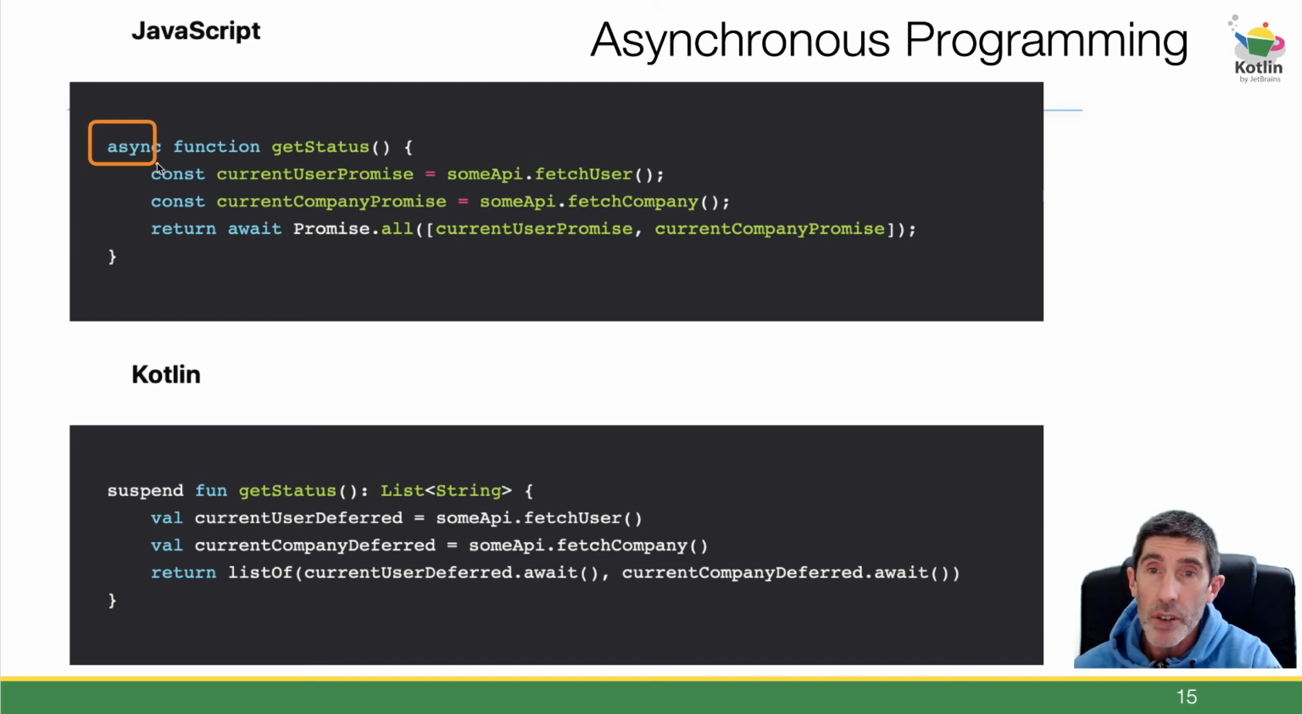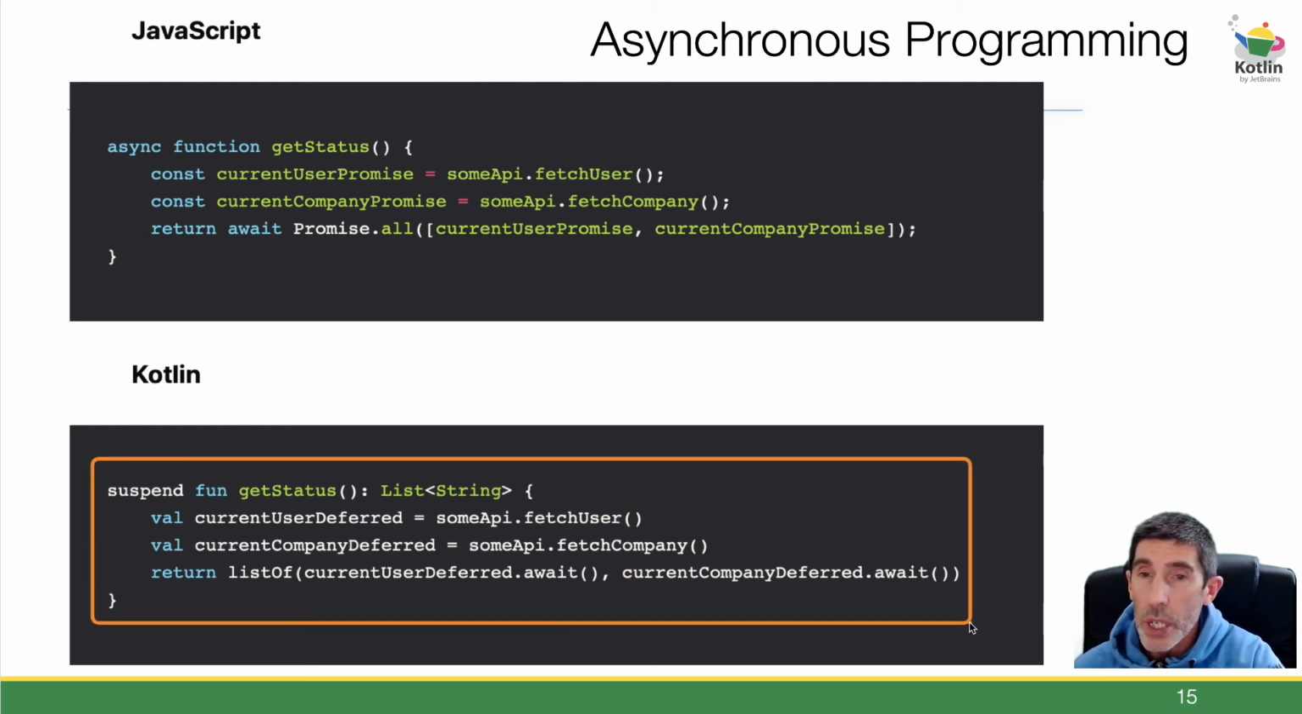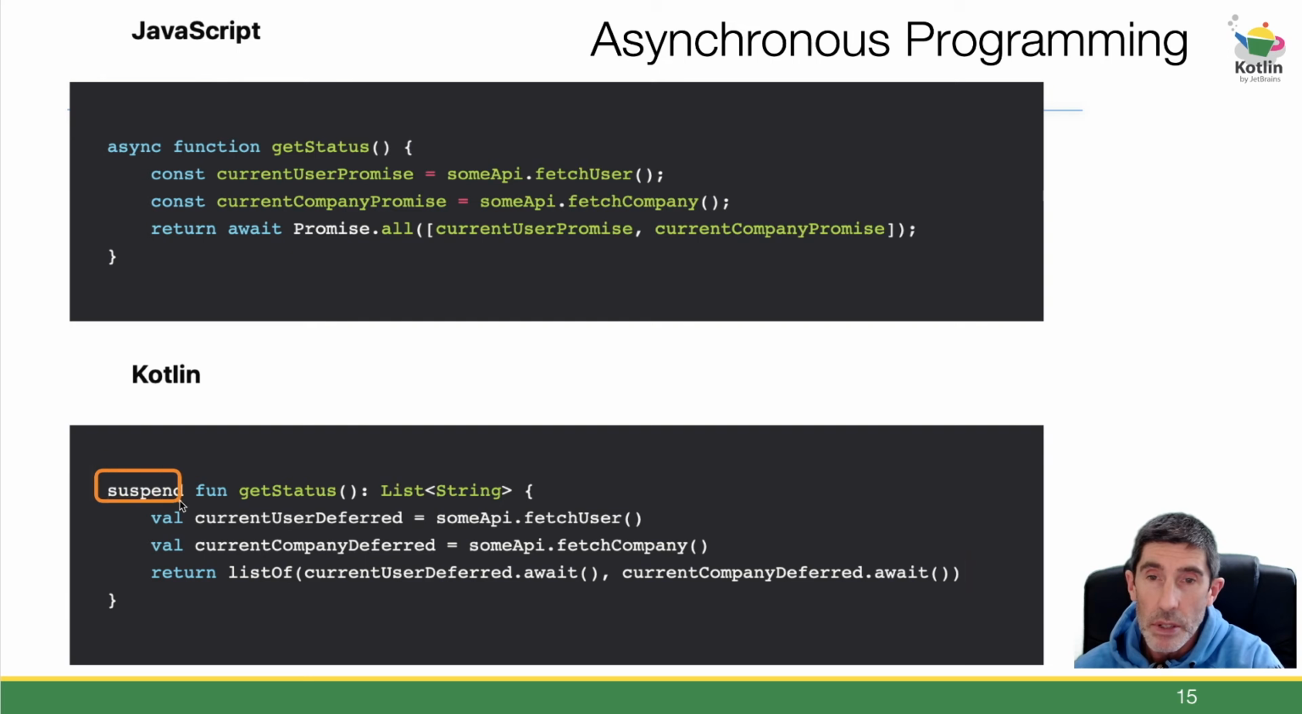And there's our async, there's our await, here we are returning a promise. Whereas in Kotlin, we'll say something like this: we'll use our keyword suspend, prefixing a particular function, and then in this case we're returning a list of our current user, deferred dot await. So we'll be using a dot await function on a particular object.